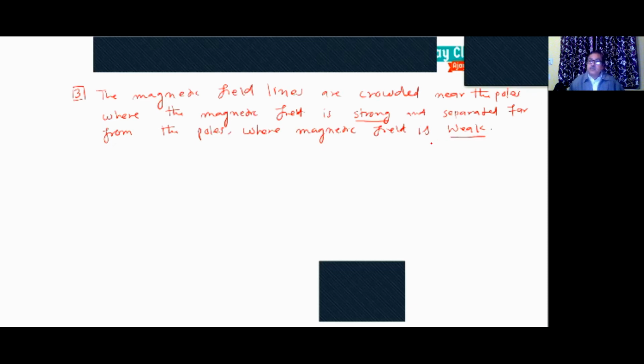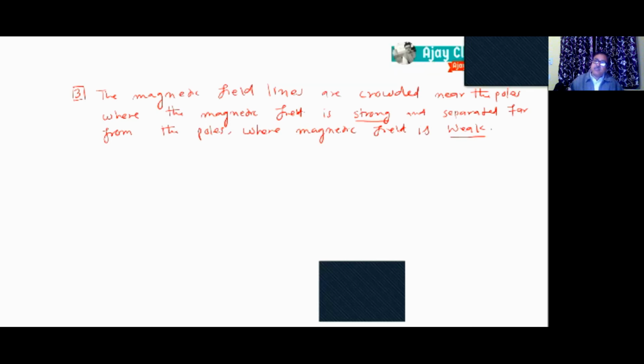So the field is strongest at the poles, where so much crowding of the magnetic field lines is observed, and weaker sections of the magnetic field are observed in between the two poles, approximately near the middle of the magnet.